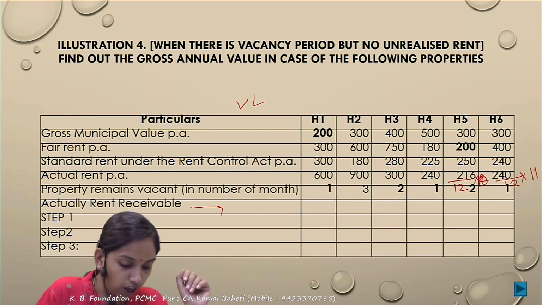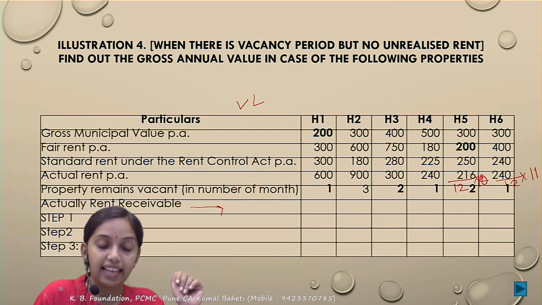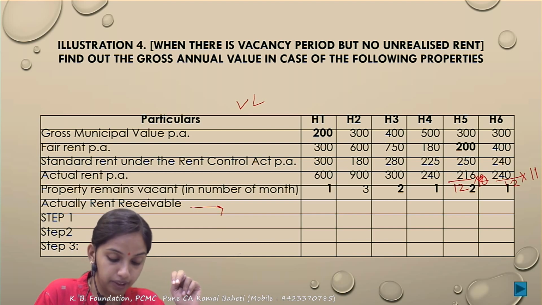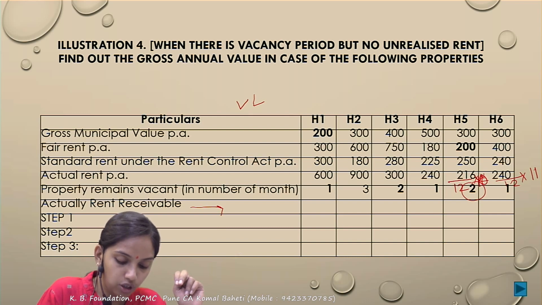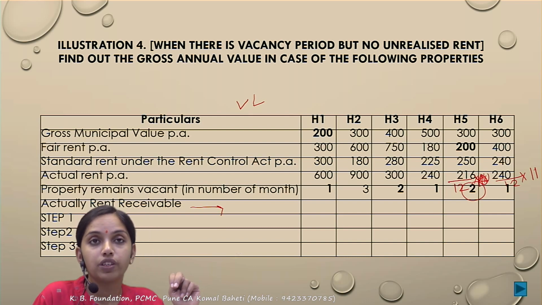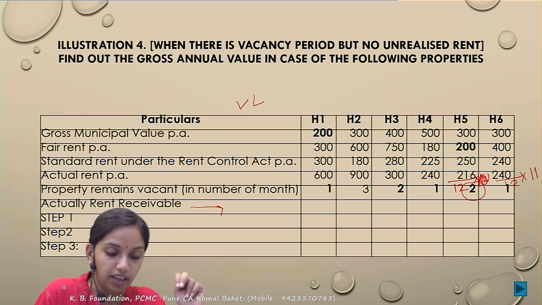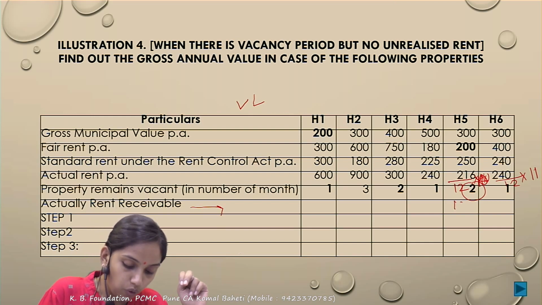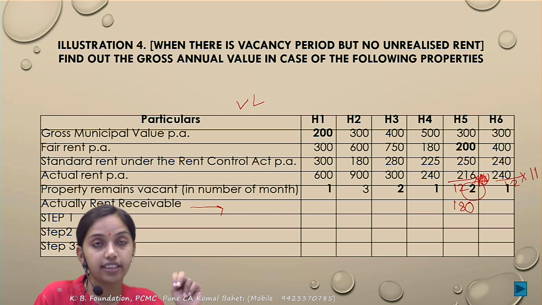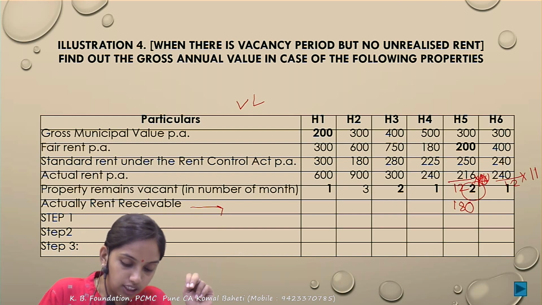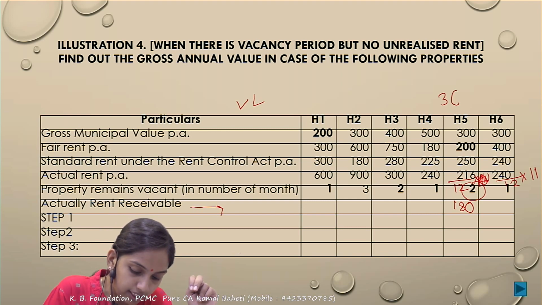In the case of house 5, the property has been vacant for the 2 months, correct? So 216 divided by 12 multiply by 10, you will get actual rent receivable for a period for which you have let out the property, correct? So 216 divided by 12 multiply by 10 comes out to 180. That is actual rent receivable. So the vacancy loss is how much? The vacancy loss becomes 36.